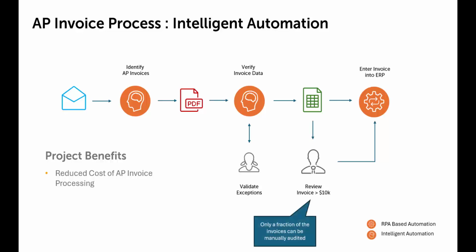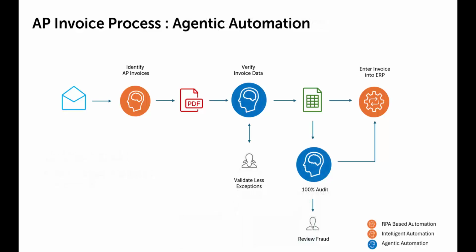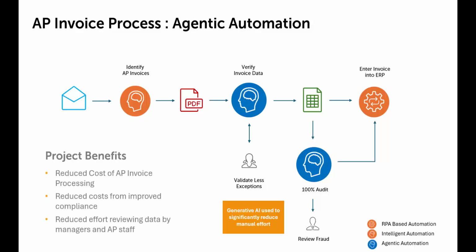Humans are still needed for things like manually auditing invoices against contracts, and when intelligent automation is not able to fully understand certain invoices. Agentic automation uses technology like generative AI to significantly reduce the manual effort involved, and allows intelligent agents to perform tasks that were not previously automatable, such as auditing of invoices against contracts. Agentic automation can therefore drive even greater benefits for an organisation.